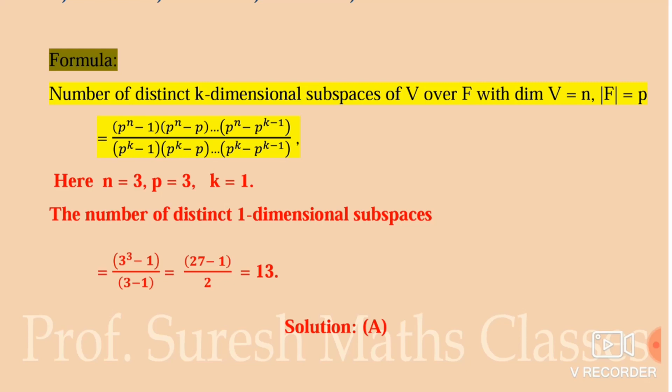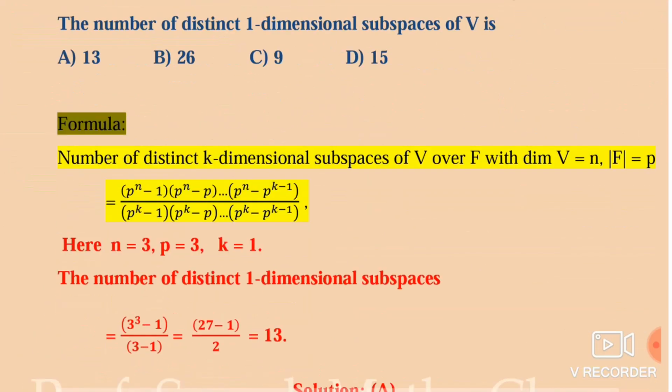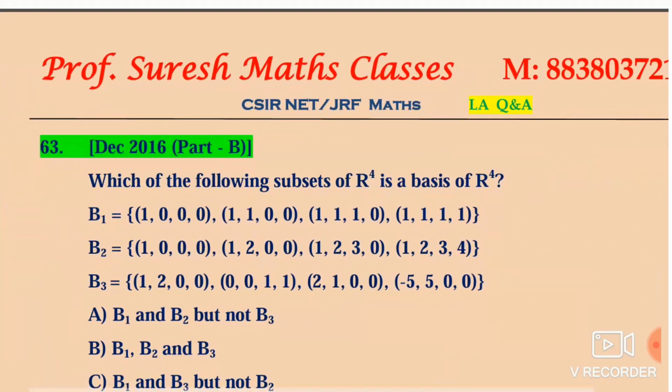So the number of distinct one-dimensional subspaces equal to 3 cube minus 1 divided by 3 minus 1. So we get 13. 13 is in solution A. Let's see here, 13. So next question.